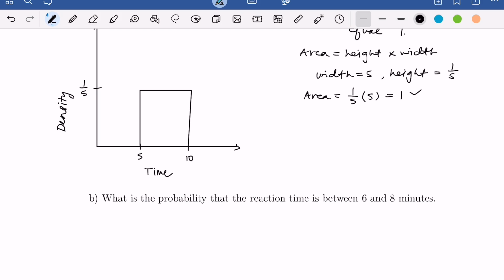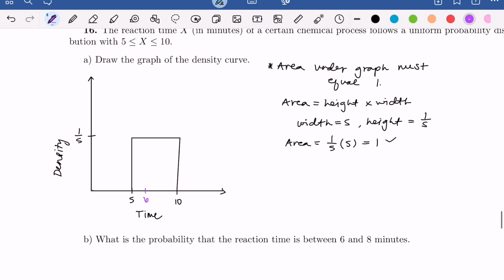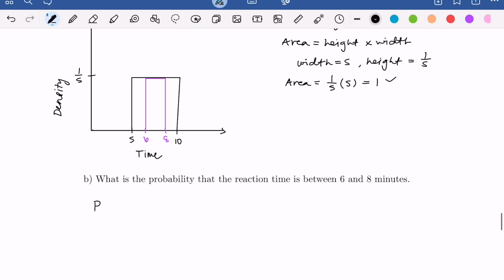So the area under the graph of the density function over a certain interval represents the probability of observing a value of the random variable in that interval. For this particular example, we're looking at the probability that the reaction time is between 6 and 8 minutes. Let's use this graph from part A. We have 6 and 8 here, and we're trying to find this area. So the probability that the reaction time is between 6 and 8 minutes is denoted by this.